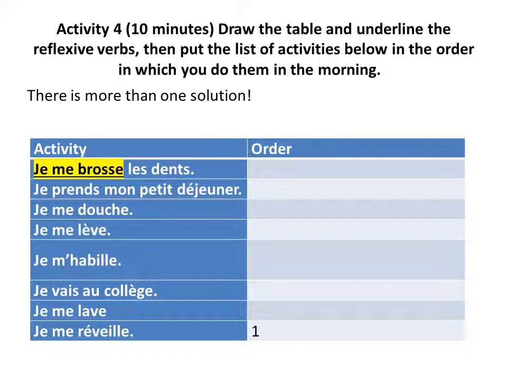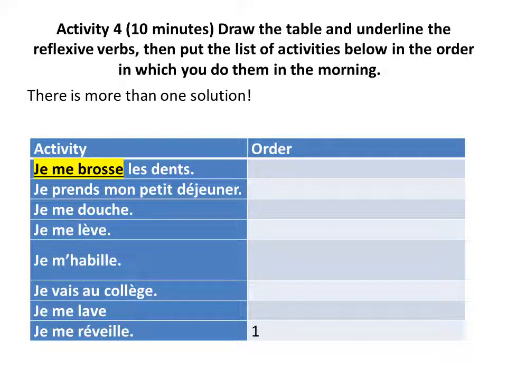Now, a reflexive verb is a verb where you do the action to yourself. So it takes a me after the je. So these are actions we do to ourselves. So you should have a je and a me before the verb. Okay, so that's your first activity. Once you've drawn the table, highlight the reflexive verbs, underline them or colour them in as you like.